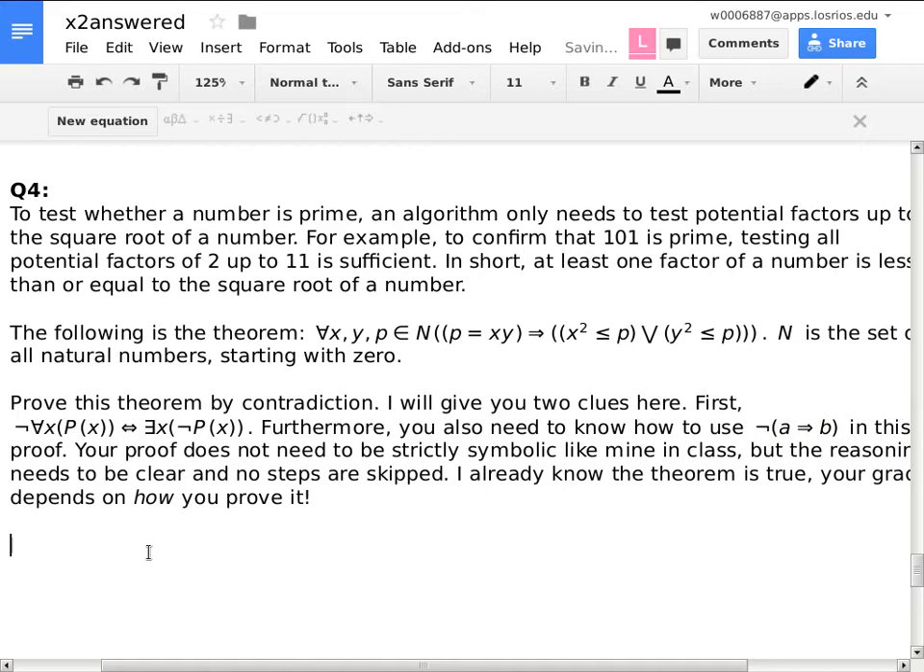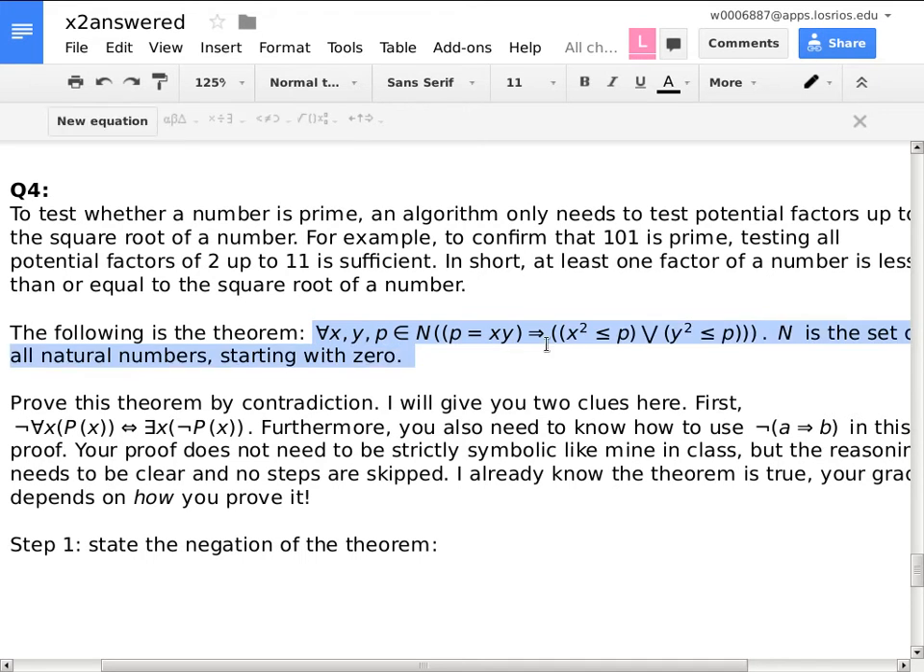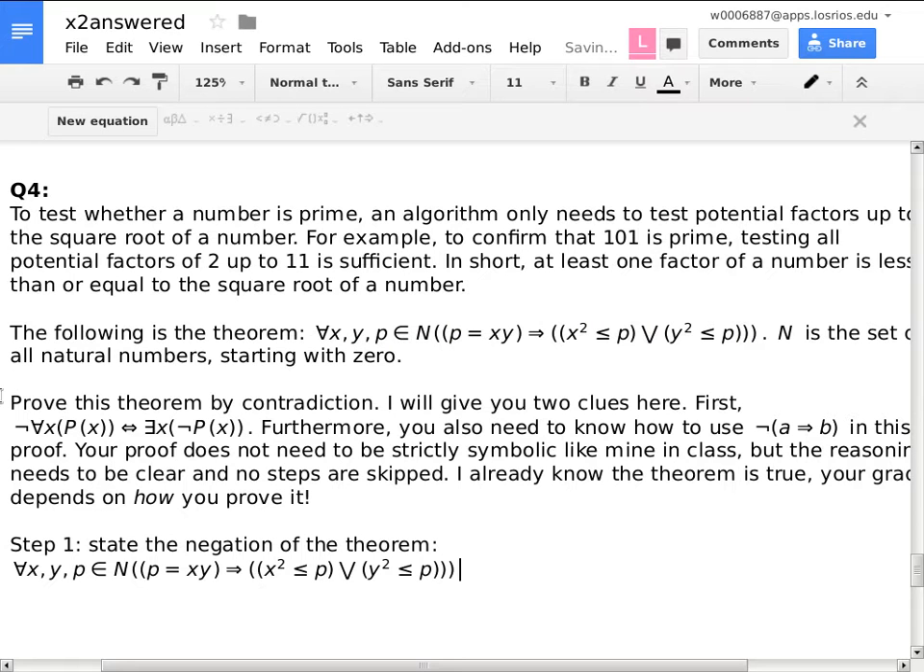So step one of proof by contradiction is to state the negation of the theorem. Now this part is really important in this case. In some cases it's not important because the negation of the theorem is very clear and intuitive and easy to understand. This one is a little bit tricky, so that's why it is important to state the negation of the theorem. So we'll start with something that is easy. We'll start with the original theorem and negate it.